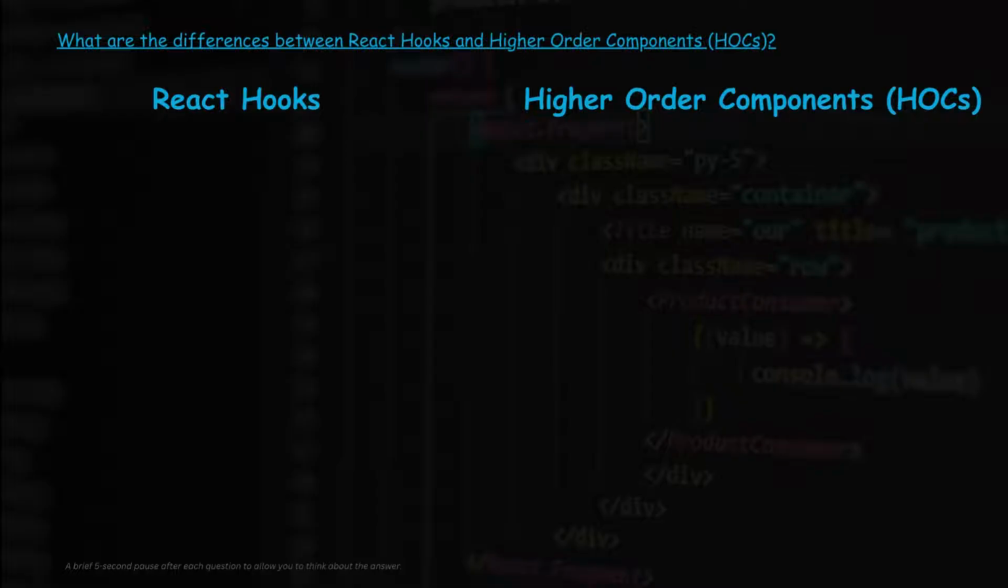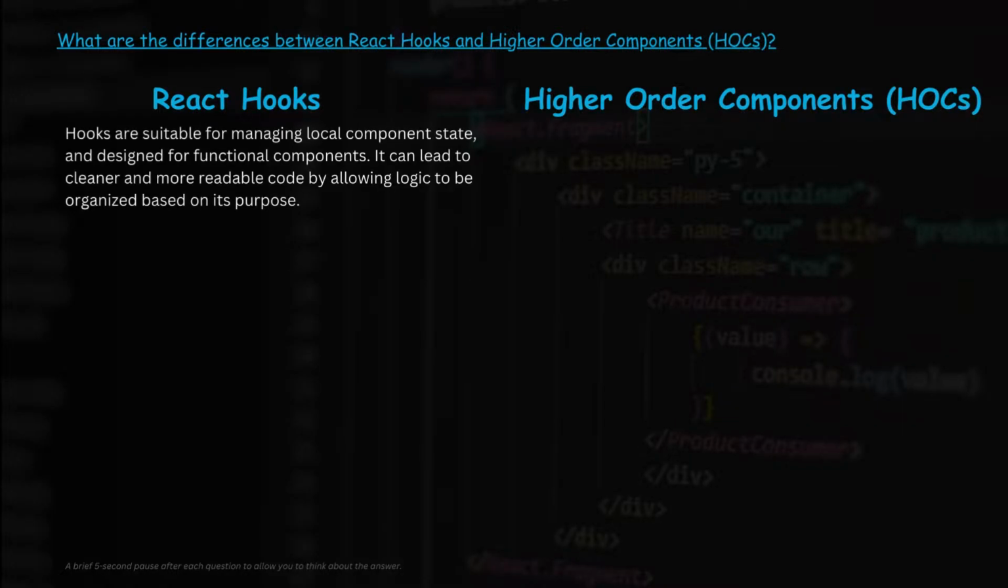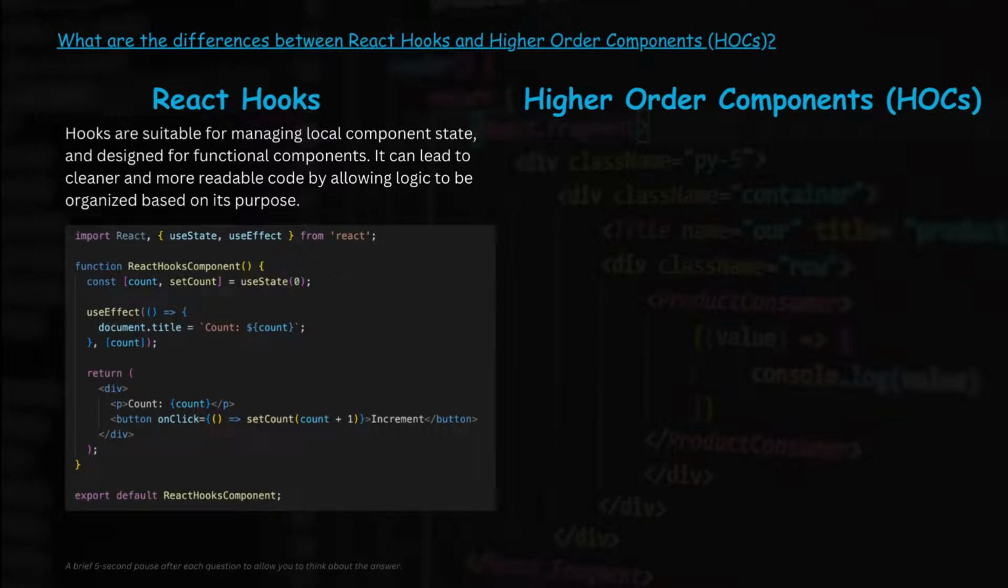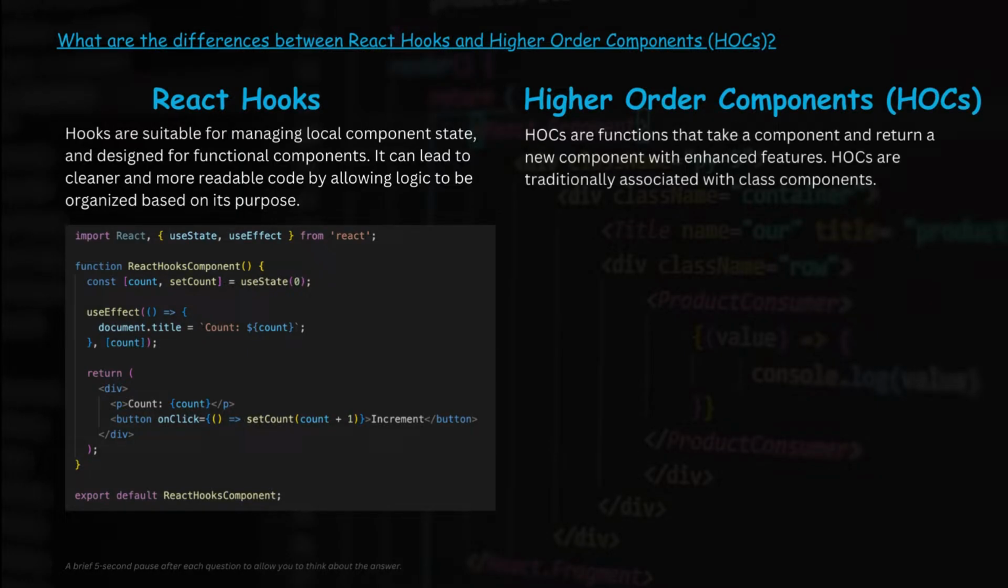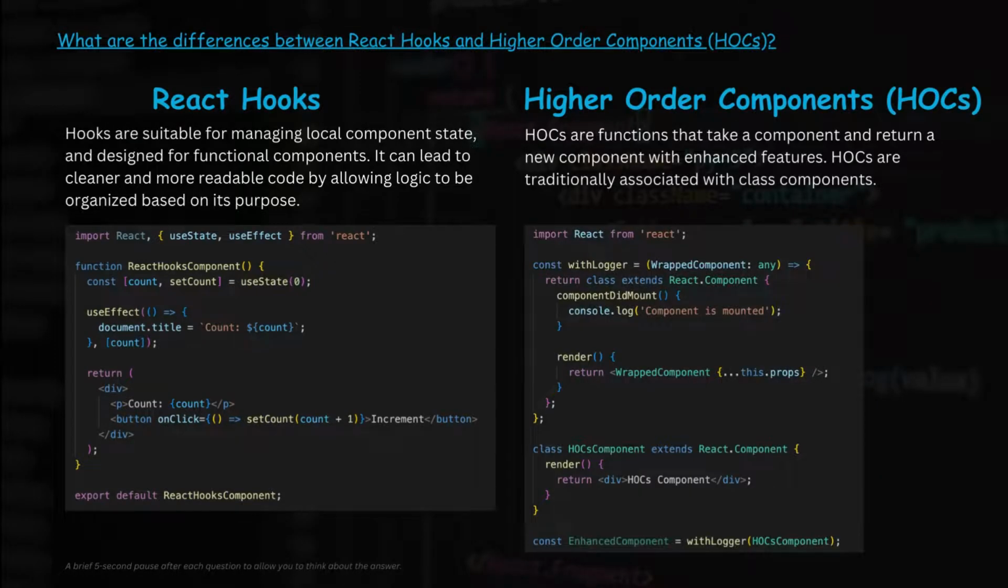Question 15. What are the differences between React hooks and higher-order components? Hooks are suitable for managing local component state, and designed for functional components. They can lead to cleaner and more readable code by allowing logic to be organized based on its purpose. While HOCs are functions that take a component and return a new component with enhanced features, HOCs are traditionally associated with class components.